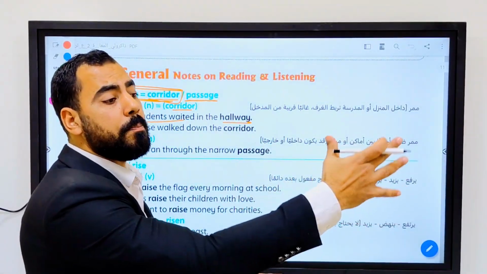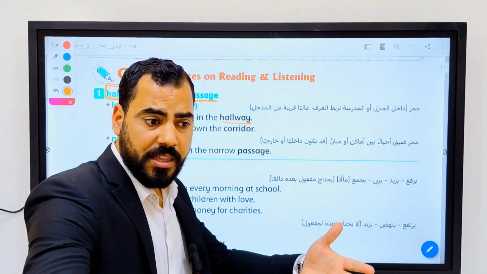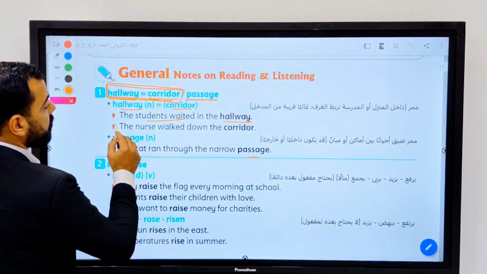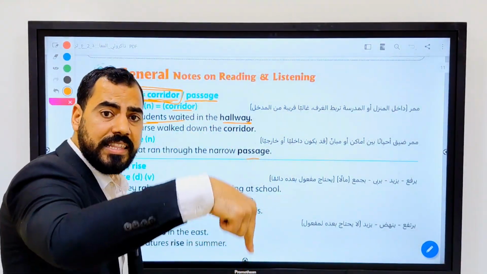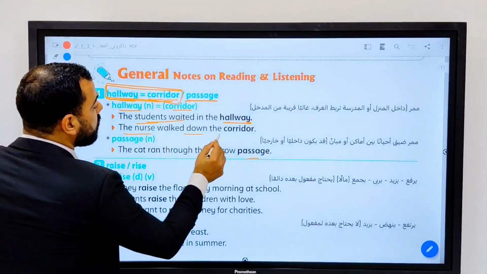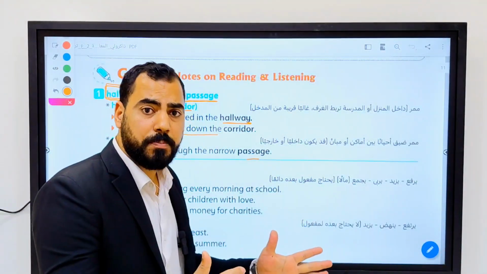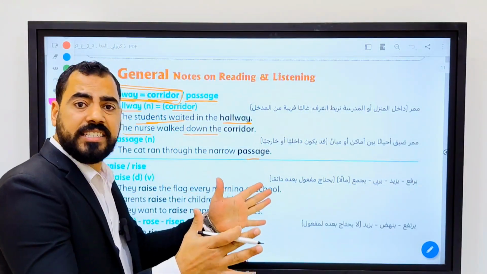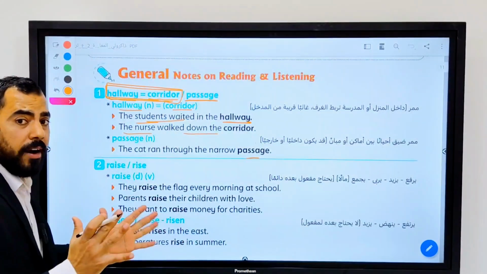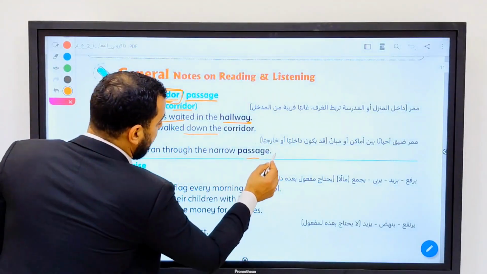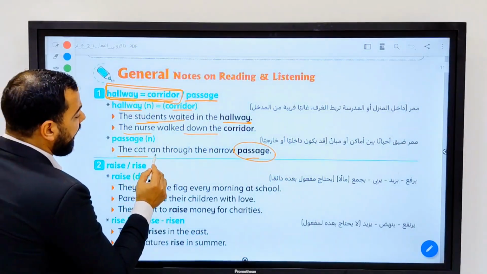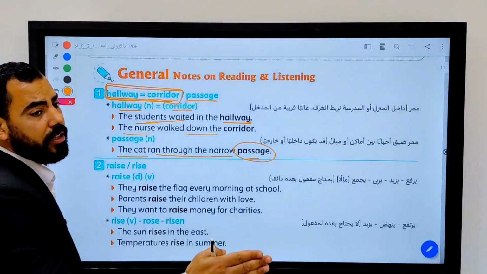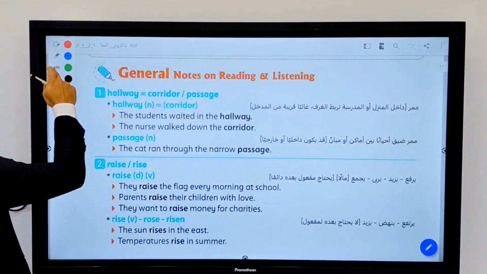But a passage between buildings, it's outside in the street between buildings, which is narrow. You can say passage about it. So the students waited in the hallway inside the school, inside the building. The nurse walked down the corridor, inside the hospital. But if you go outside and talk about the same narrow place, you will say passage about it. For example, the cat ran through the narrow passage. So it's between buildings, outside. Let's move to the next.